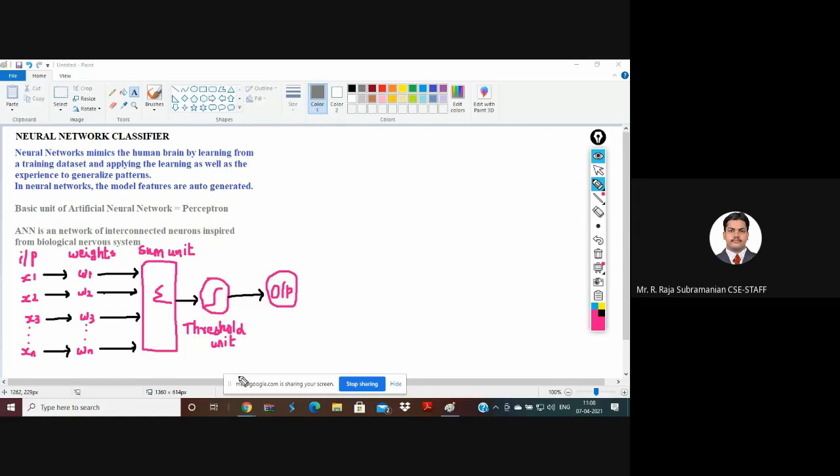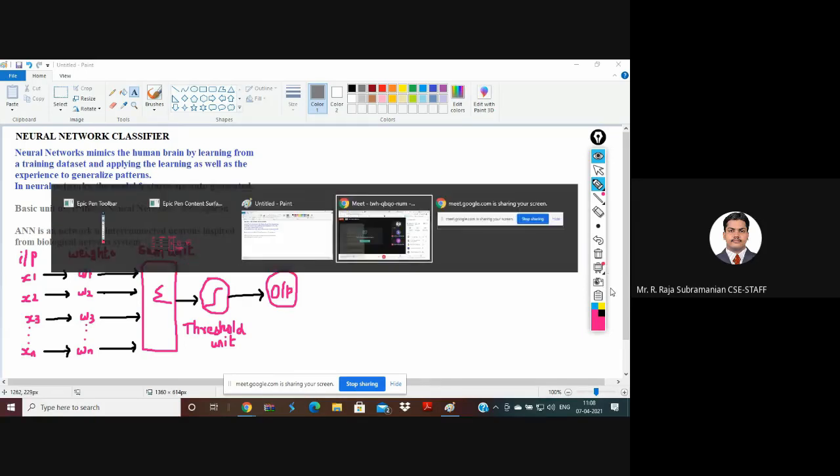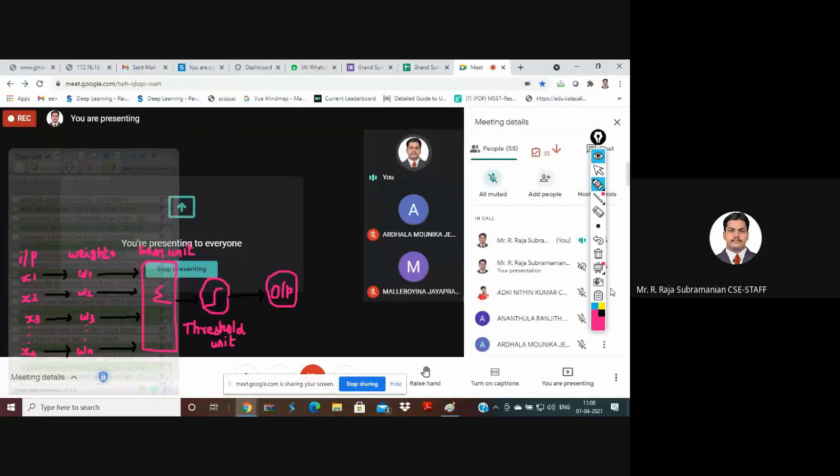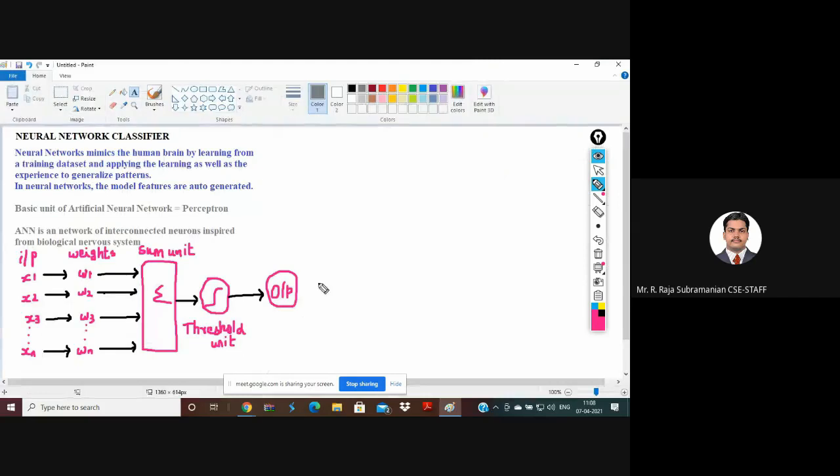So this I call the basic structure of an artificial neural network, which consists of an input layer, a weighted layer, a summation unit, a threshold unit, and the output. Right. Now, how can this threshold unit be understood, and how can the basic perceptron formula or basic perceptron hypothesis be understood? Let us see that.